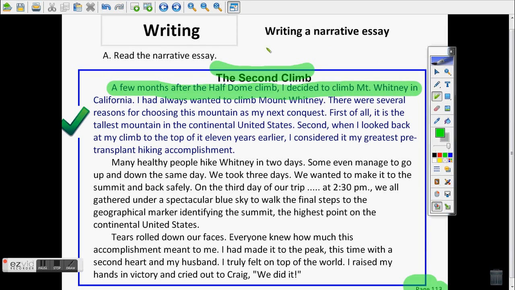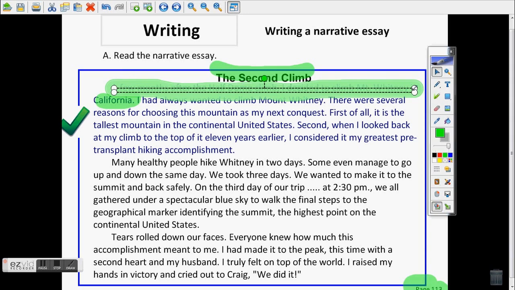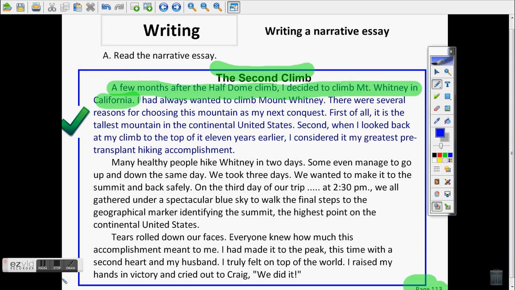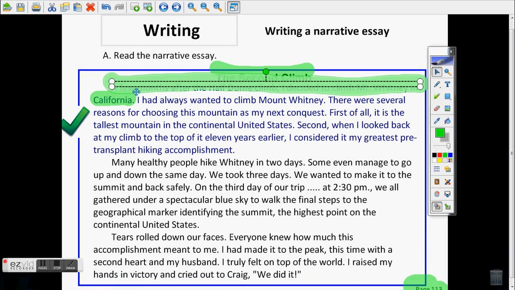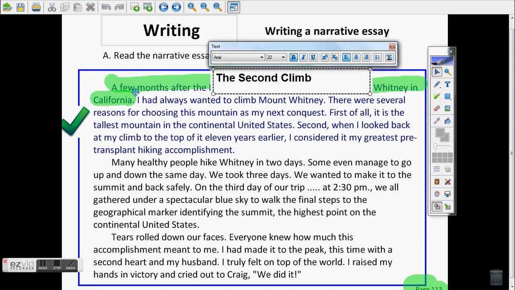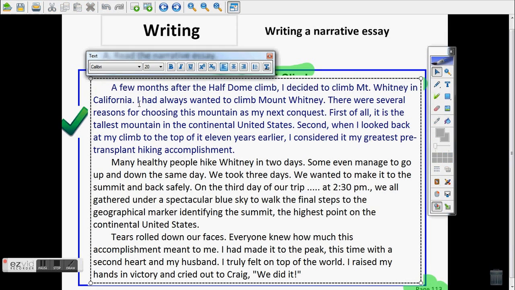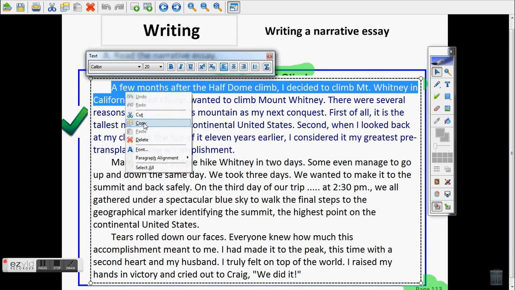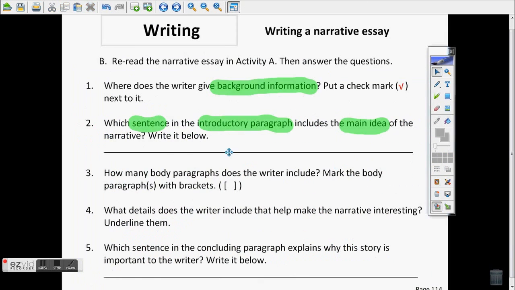It's not really that easy to use a mouse. Anyway, okay, that's it. So you have to get the sentence. Got the sentence. Okay, here. And write.